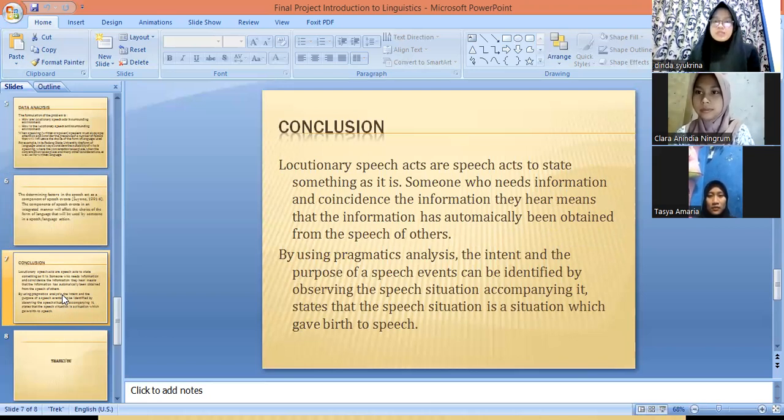So, locutionary speech act is a speech act to state something as it is. Someone who needs information and by coincidence hears it means that the information has automatically been obtained from the speech of others. By using pragmatic analysis, the intent and the purpose of the speech events can be identified by observing the speech situation accompanying it. It states that the speech situation is a situation which gave birth to speech.